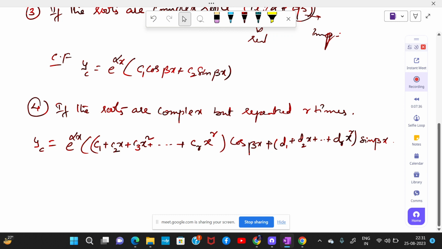If your boundary values are given, what are you going to do? Boundary values, for what purpose is it given?